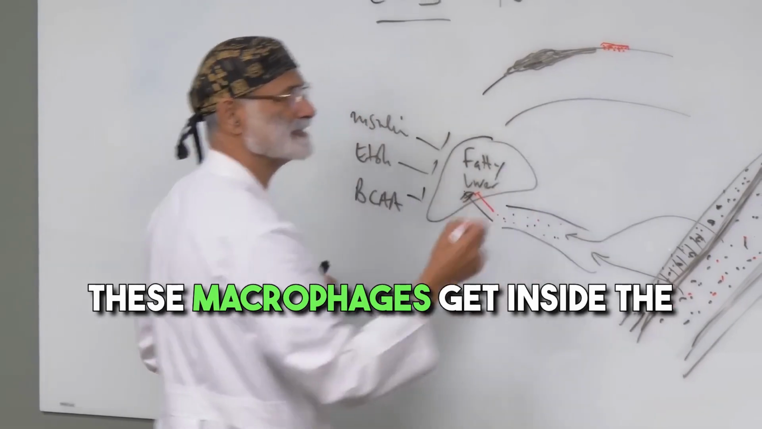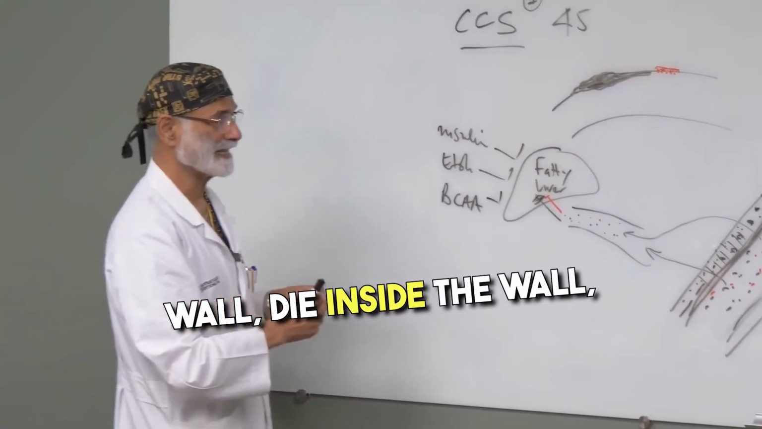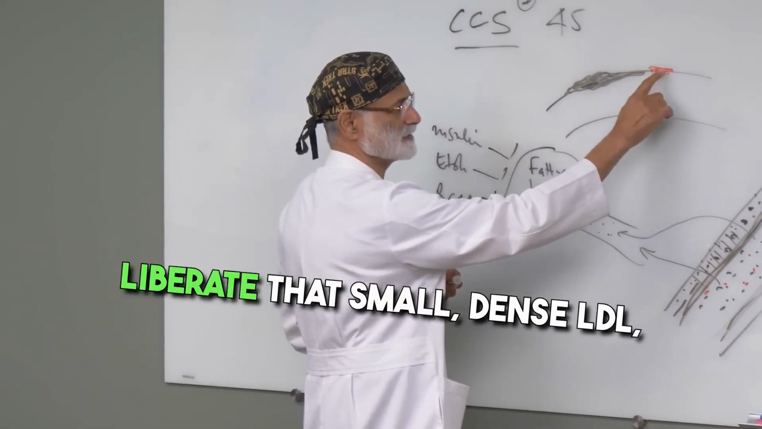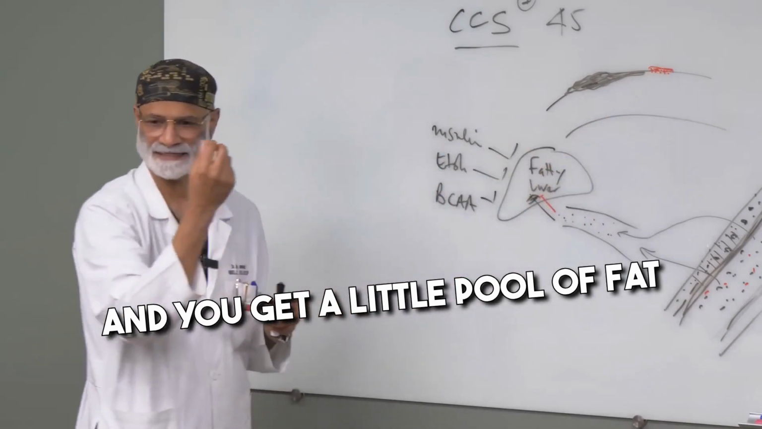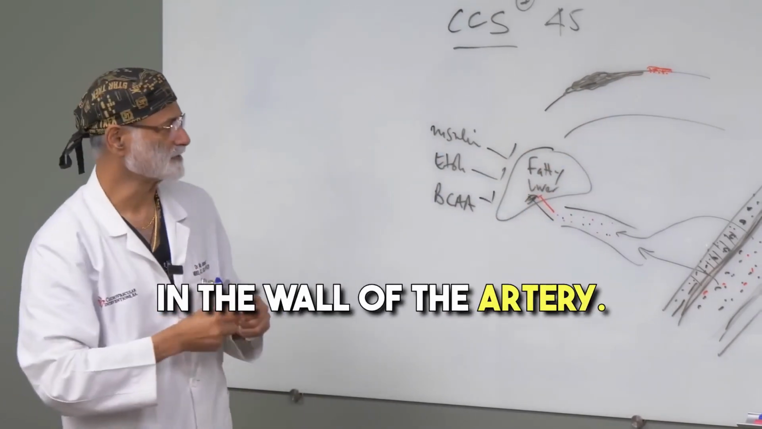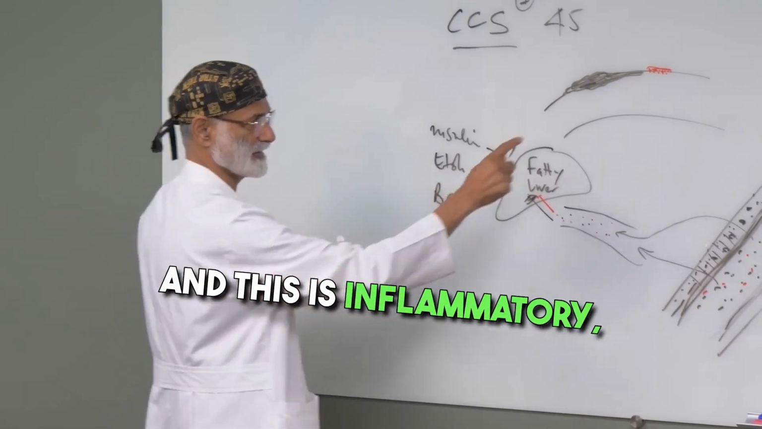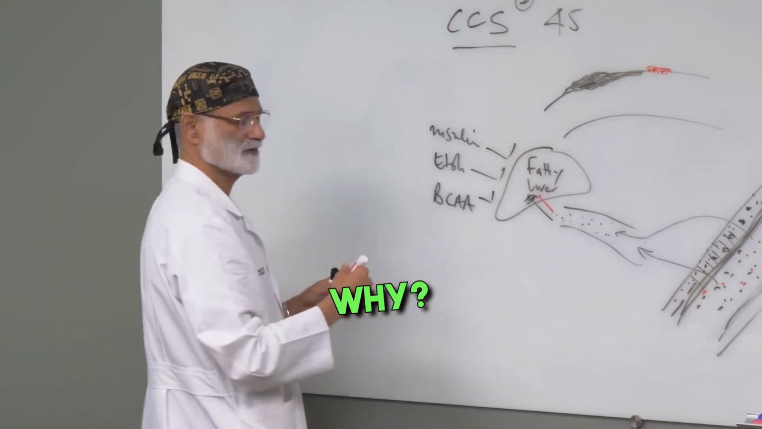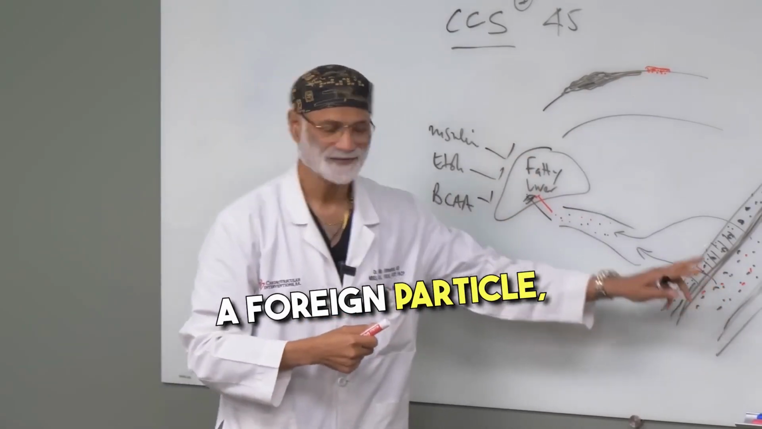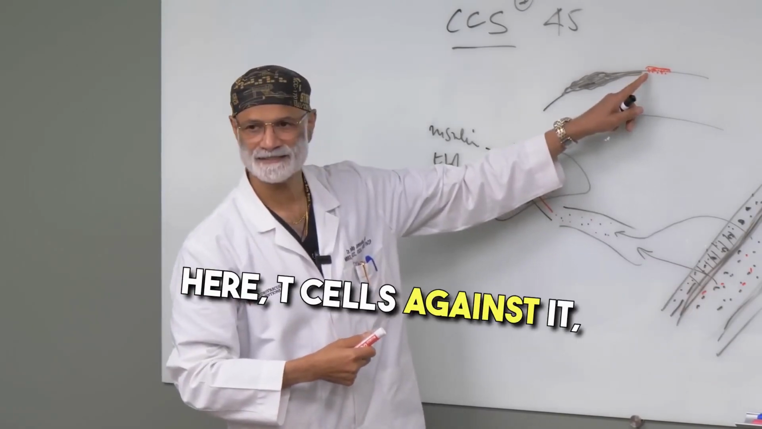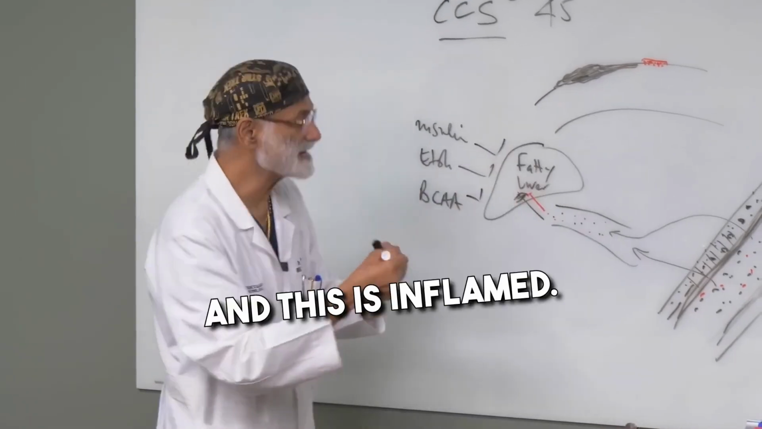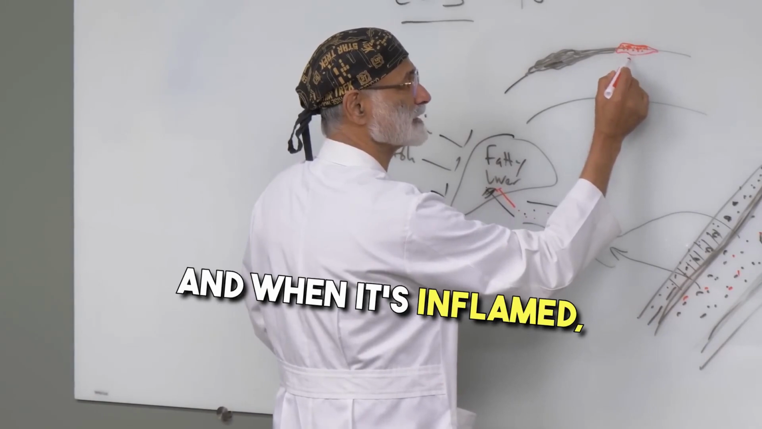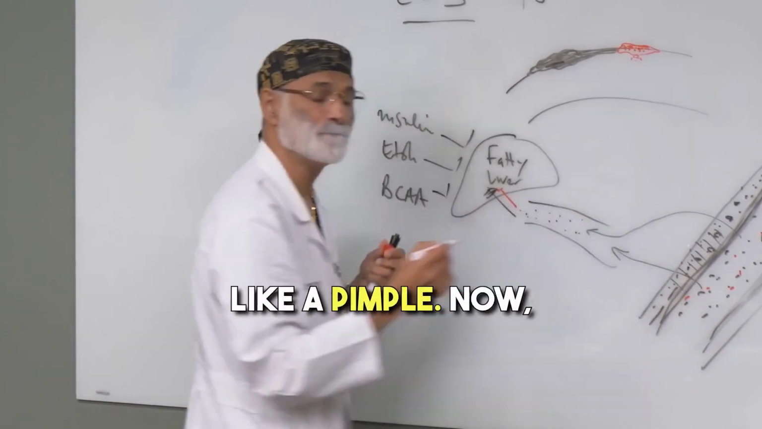these macrophages get inside the wall, die inside the wall, liberate that small dense LDL, and you get a little pool of fat in the wall of the artery. And this is inflammatory. Why? Because that's still a foreign particle. So you're going to get inflammation here, T cells against it, B cells against it, and this is inflamed. And when it's inflamed, it can break open here, just like a pimple.